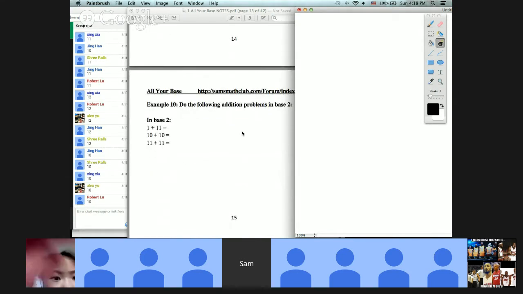Okay, so addition problems in base 2. Like I said, base 2 is maybe the most complicated of them all. So see if you can do these 3. It might be a little bit harder since base 2 is one of the more complicated ones. So remember, you can't have the digit 2. And whenever you do, you have to carry 1.